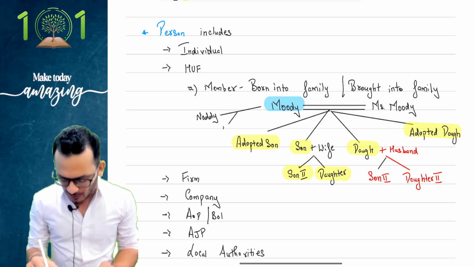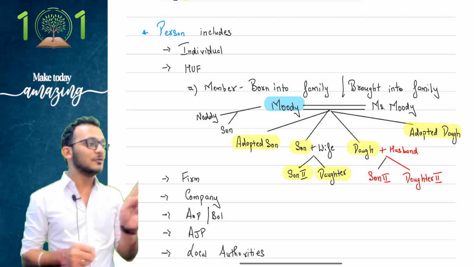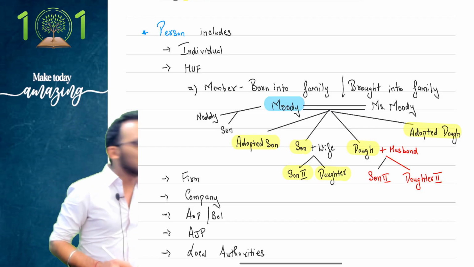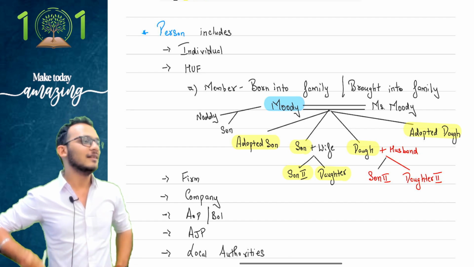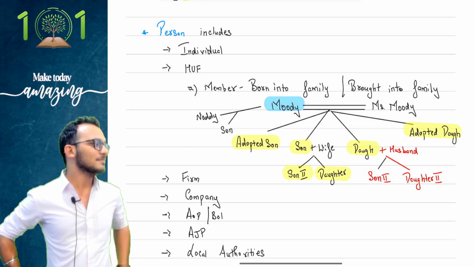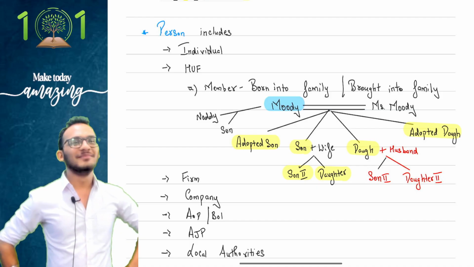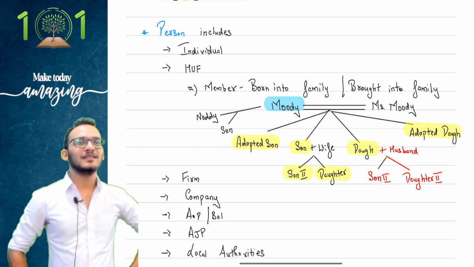So what has happened is Moody was married to Noddy and they had a kid. The question is, can this kid ask for property rights in the new HUF? They will have a separate HUF.